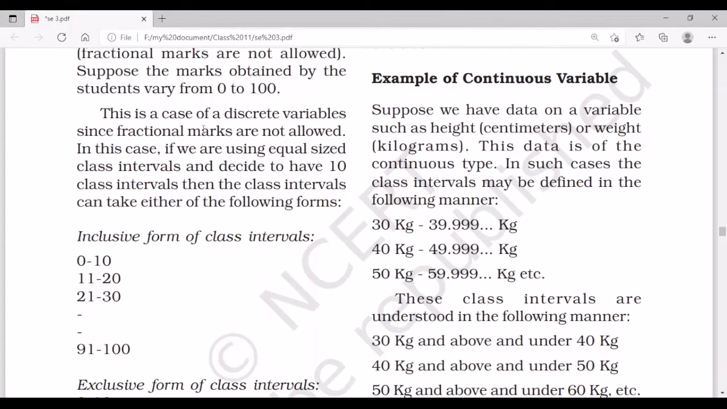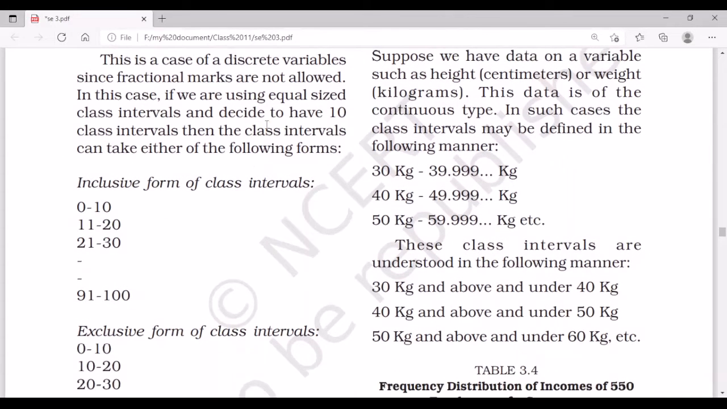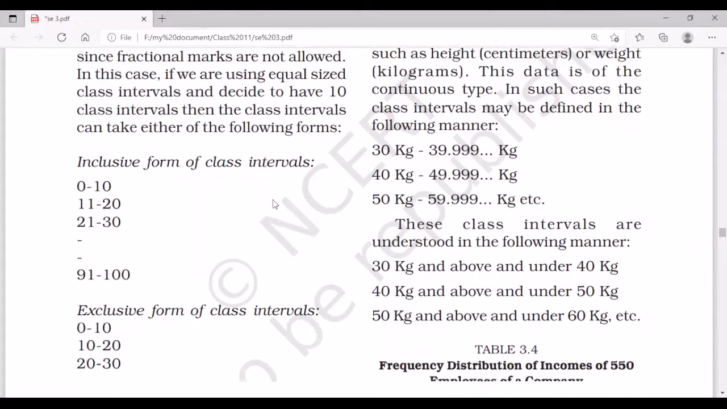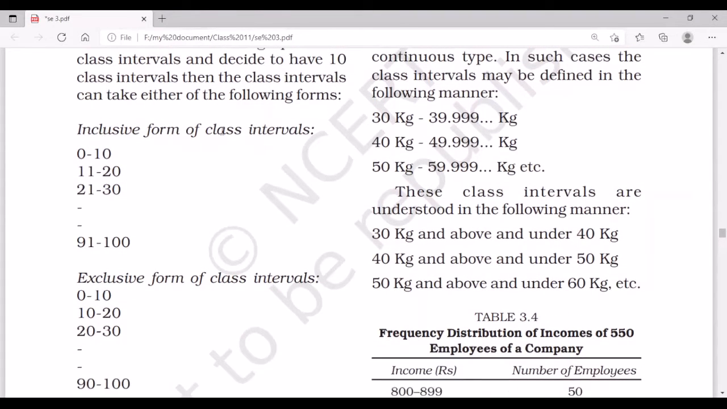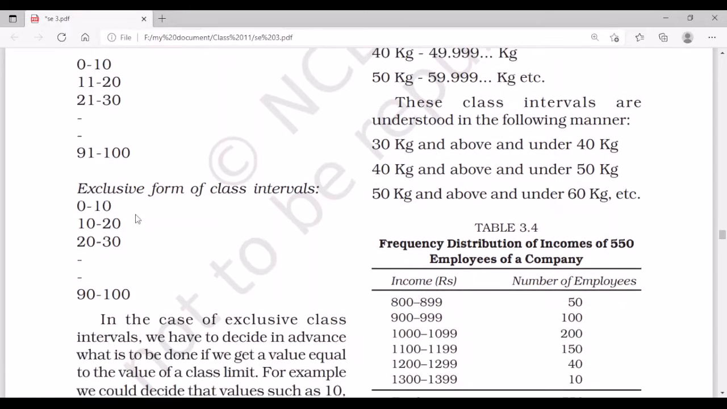So in this case, we are using equal size class intervals and decide to have 10 class intervals. What is the inclusive form of class intervals? When we include both the limits. So 0 to 10 means 0 and 10 are included in this class, and 11 to 20 means from 11 to 20 all the numbers are included in this class. Okay, I hope you have understood this point.